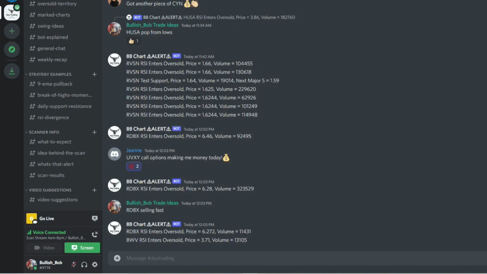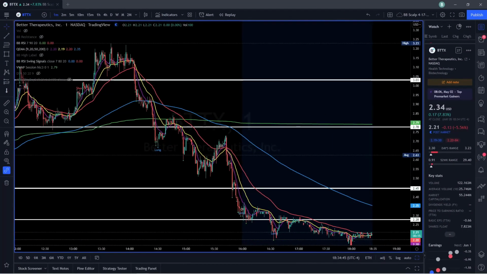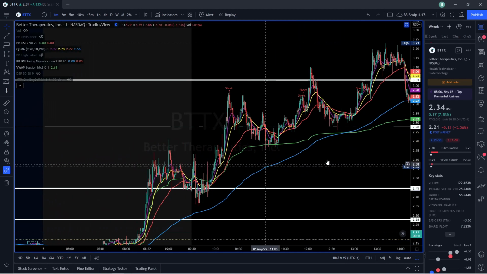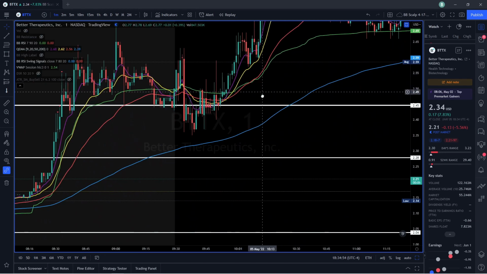Another one that I want to go over, I think it was BTX. Let me go pull that one up for you guys as well. Scanner. And it was hitting our support level. So this is one that we shared in the Discord early this morning, and this is the same type of idea.